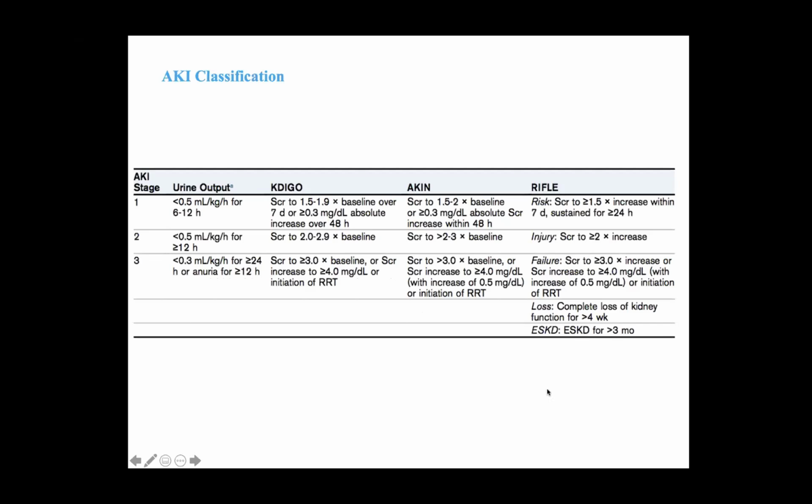AKI classification, there are 3 important stages, and really for clinical practice, you don't need to know this. You don't need to know what is 1, 2, and 3. If there's one thing that I want you to remember, it is the RIFLE classification, in which failure is defined as creatinine increase more than 3 times or more than 4 with an increase of 0.5 milligram per deciliter, or initiation of RRT. Loss is complete loss of kidney function, where a patient is on renal replacement therapy for more than 4 weeks. And most importantly, when do we call it end-stage kidney disease? It is when someone is on dialysis for more than 3 months.